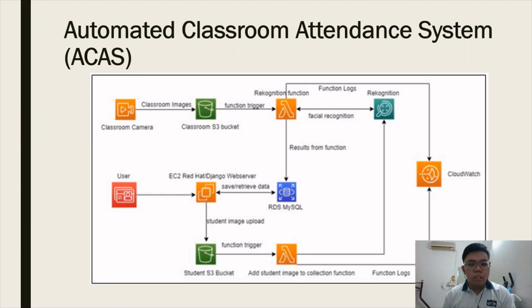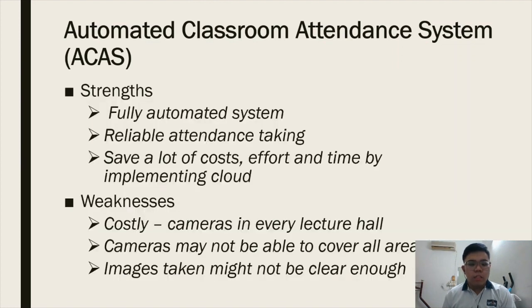This is the third system that we reviewed, the ACAS, which is a cloud-based solution which uses a classroom camera to capture images and then perform facial recognition to record student attendance. The strength of the system is that it is a fully automated system, no human effort needed. The system is reliable as students need to be in the class in order for their face to be captured, and it saves a lot of cost, effort and time by implementing it on the cloud.